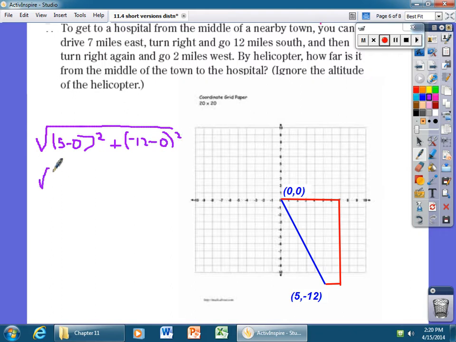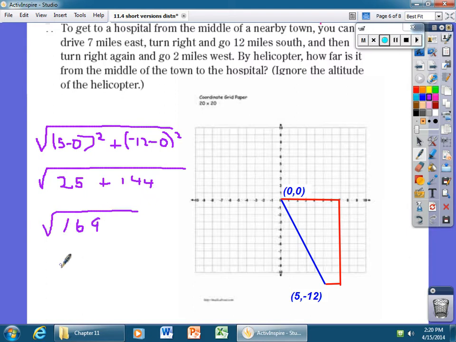Okay, so I know by doing the operation, this is going to be 5 squared, which is 25. This is going to be -12 squared, which is 144. If I add those two together, I get 169. And the square root of 169 happens to be 13. So I know this distance from here to here is going to be 13 miles. As opposed to driving on the outside, which is 21 miles, if we had a helicopter, it would only be 13 miles.